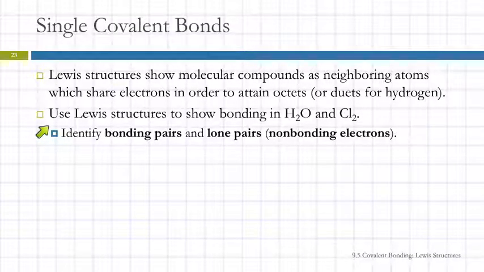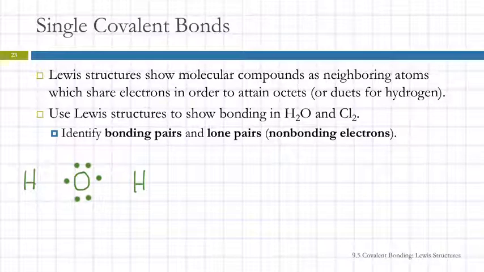So let's use Lewis structures to show the bonding in water and in chlorine. Let's do water first. I'm going to start with oxygen in the middle. How many valence electrons does oxygen have? 6. 1, 2, 3, 4, 5, 6. And then we've got hydrogen. How many valence electrons does hydrogen have? 1.